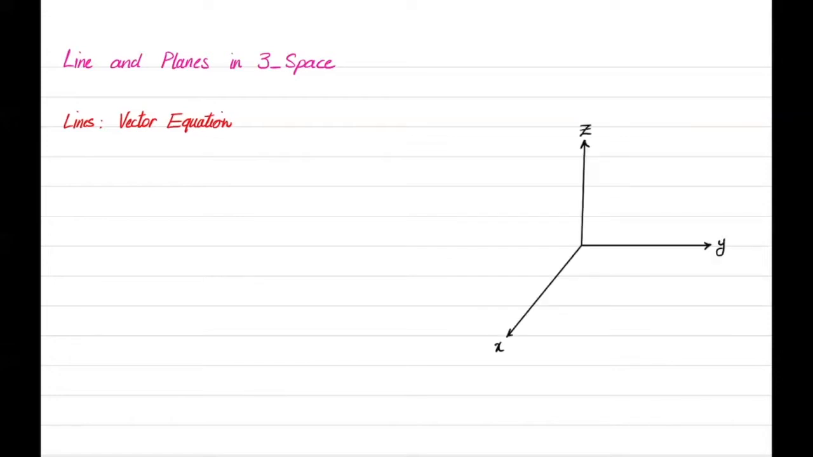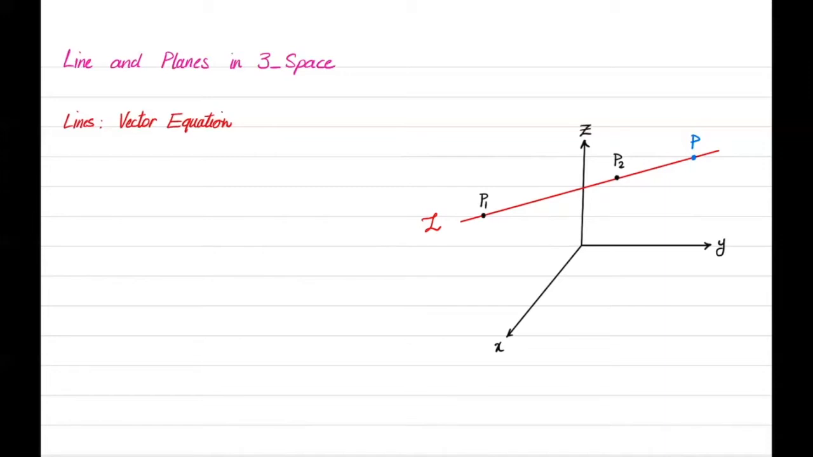So assume that we have this coordinate system and there are two distinct points in 3D space. Here is point 1 and here is point 2. Any two distinct points in 3D space determine only one line between them. So here is the line passing through points P1 and P2. Now let's assume that point P is any point on the line, and here is point P.